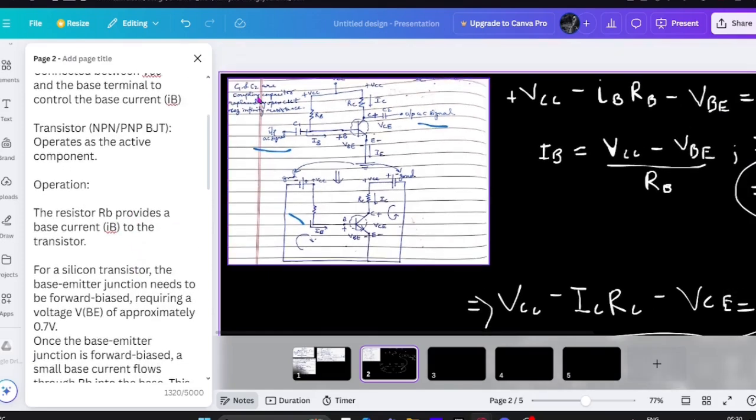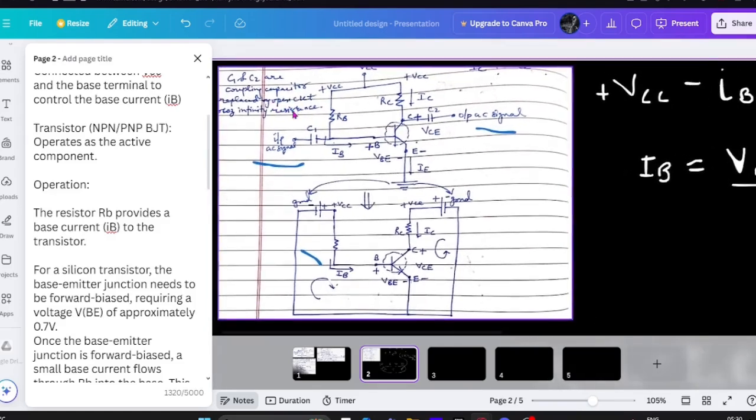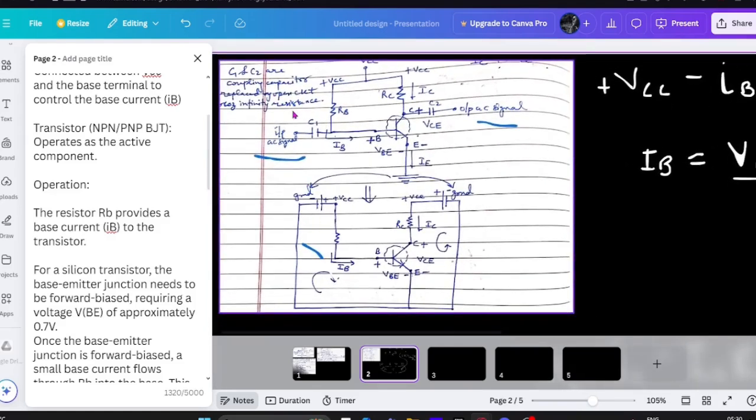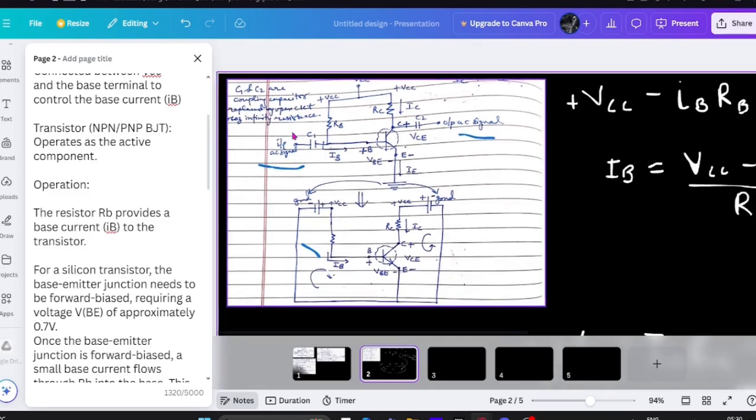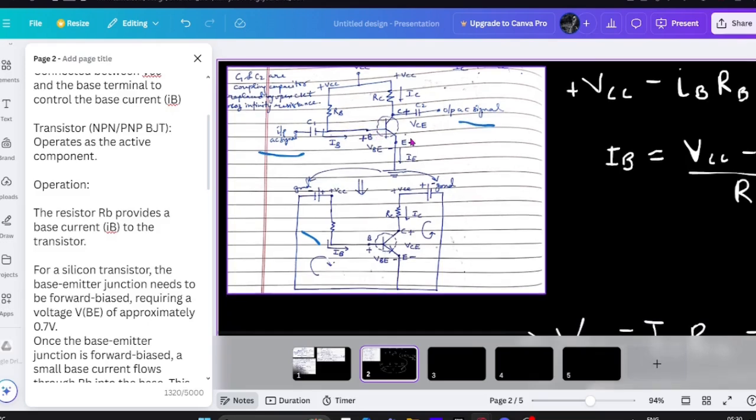Now there have been two coupling capacitors connected to this circuitry, one at the input signal, one at the output AC signal. These capacitors are replaced by open circuits because of their infinite resistance, which is the most convenient method of approach on any kind of circuitry that we come across in our lives.